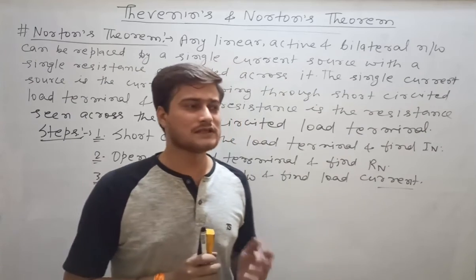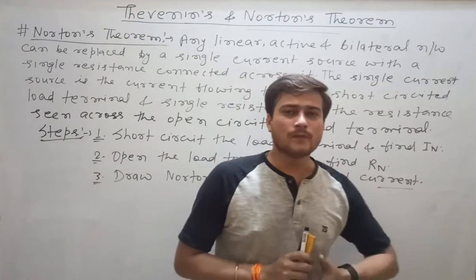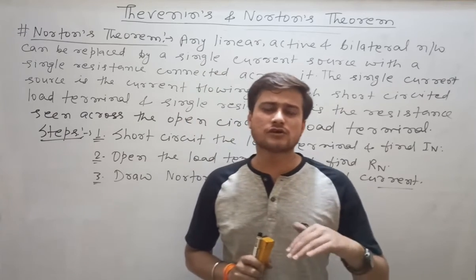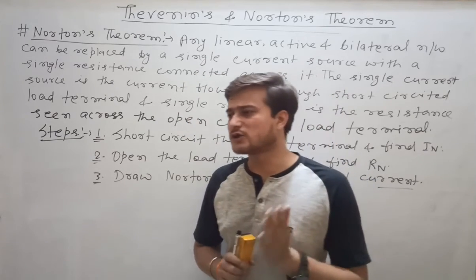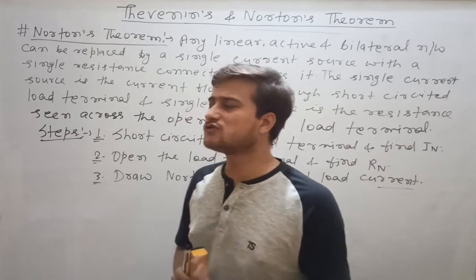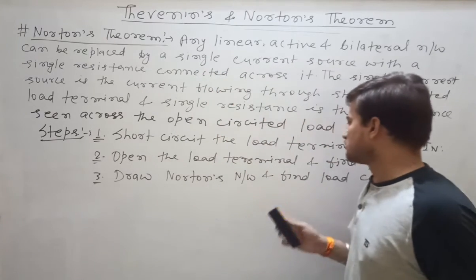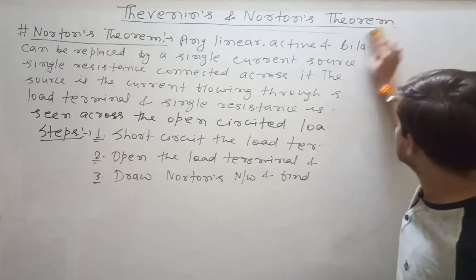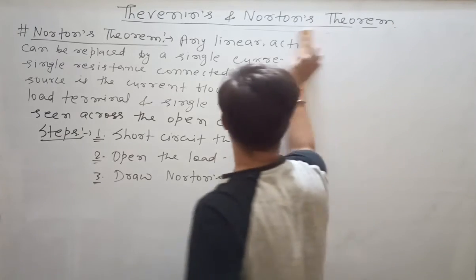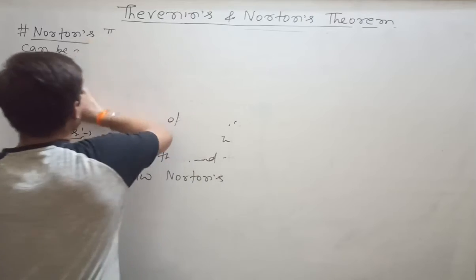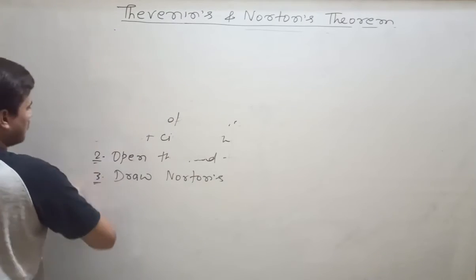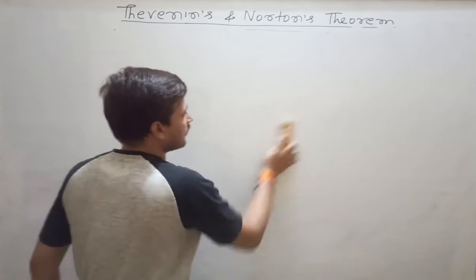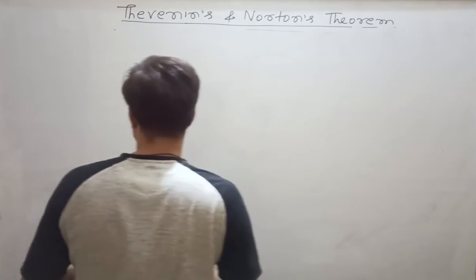It means, suppose somebody is asking you to draw Norton's network, then what can you do? You can also draw a Thevenin's network, and by the source transformation, that means voltage will be replaced by current. So you can write Norton's network. Clear?